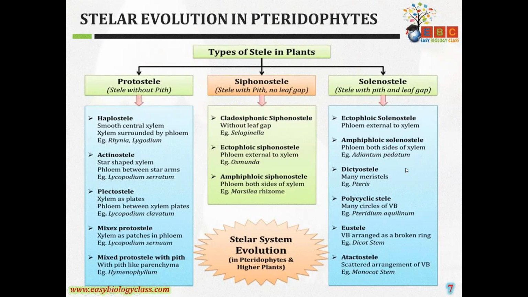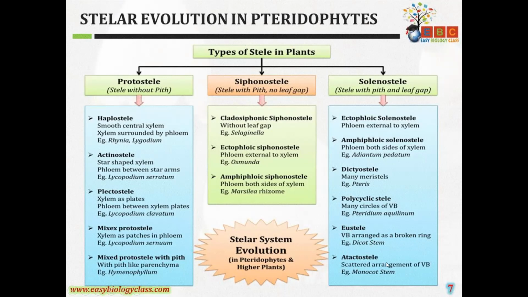Next one is dictyostele, with many meristeles. The example for this dictyostele is Teres. And polycyclic stele has many circles of vascular bundles. Example for this polycyclic is Pteridium aquilinum. Next one is the eustele, meaning vascular bundles arranged as a broken ring. Example, dicot stem. We already discussed this.